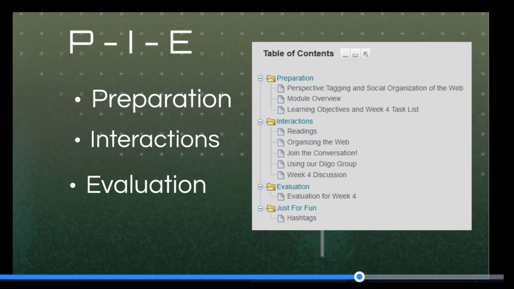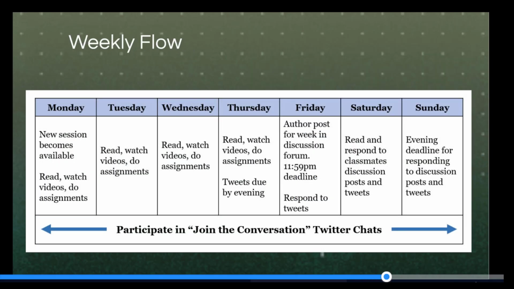Preparation is basically setting the stage. Get you to think about what's coming up, what are the learning objectives, what are the things we have to do each week. I give you a pretty detailed task list for that. Interactions is where you do things. You interact with content, interact with each other, interact with me. And evaluation is basically how you're graded. So it's pretty straightforward, and this is a nice organization for the class. Sometimes I throw in a just for fun item. Not every week, but a few times. You've probably seen something like this in several of your classes, but I believe it's a good process.